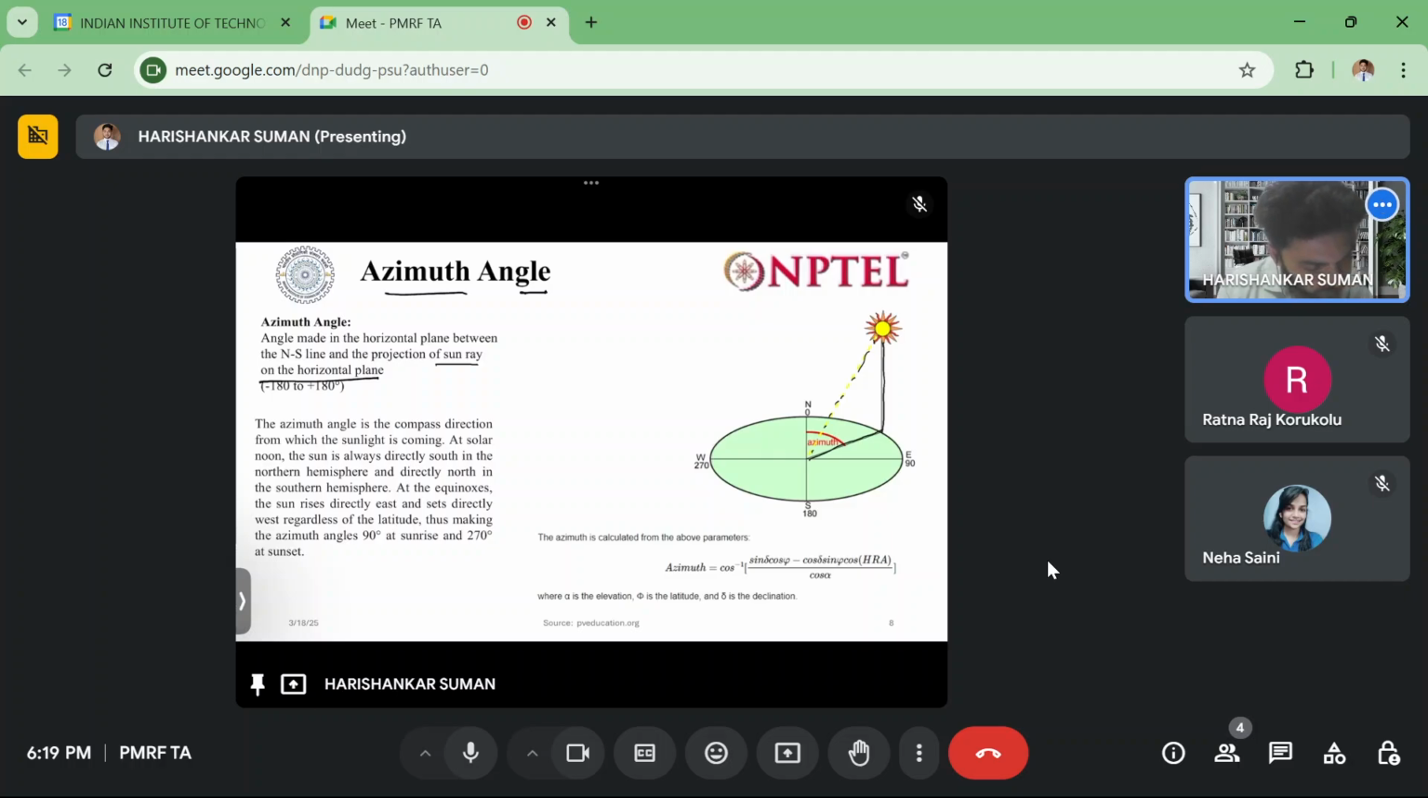This is the sun, so this is the projection, and we find the angle between north and south. So this is known as the azimuth angle, and its range is minus 180 to plus 180.